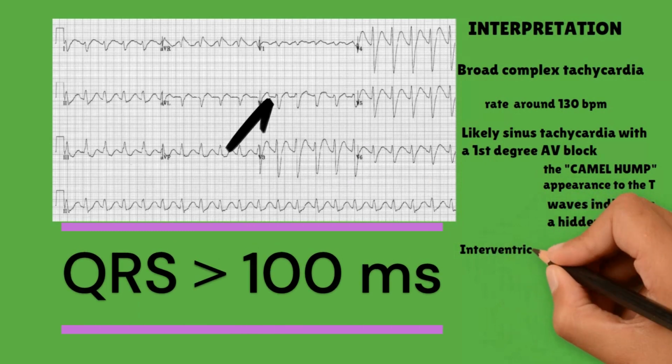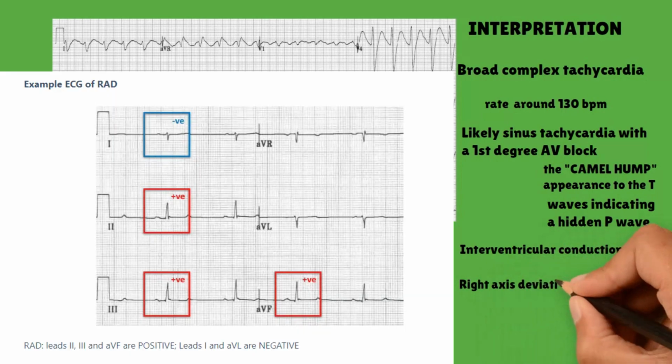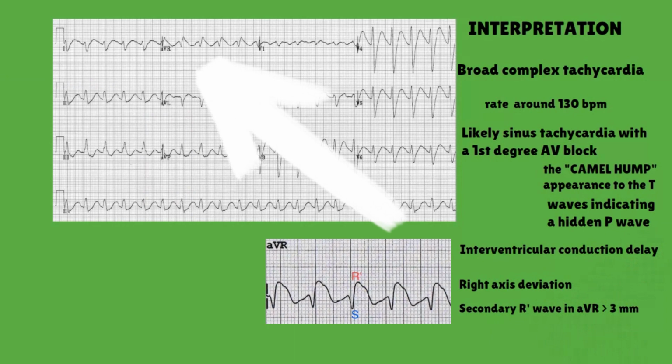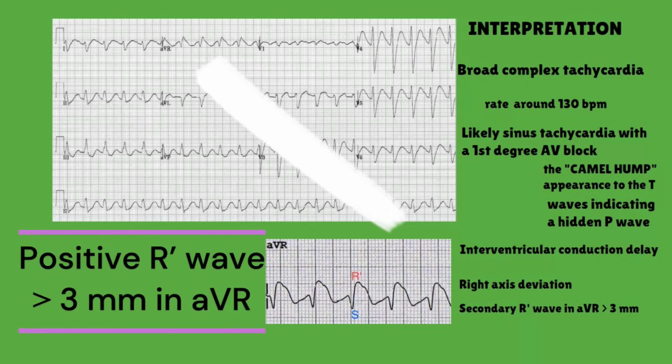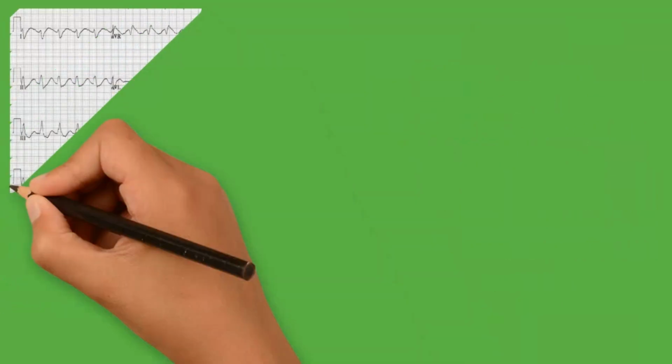Next, there is interventricular conduction delay, means QRS duration is more than 100 milliseconds, although it's not typical LBBB or RBBB morphology seen in lead second. Right axis deviation as there is secondary R wave in AVR which is more than 3 mm, or we can say a terminal R wave means positive R wave which is more than 3 mm in AVR, and the RS ratio is more than 0.7. These are the findings of this ECG.